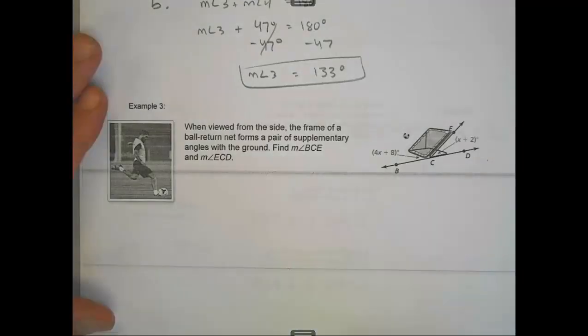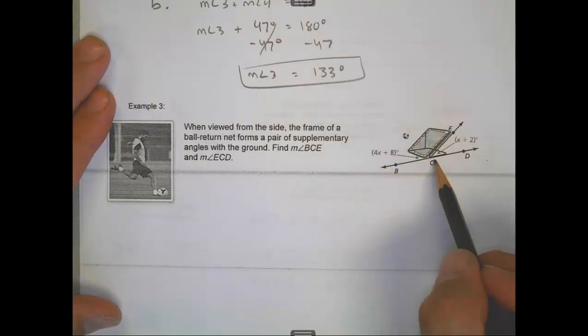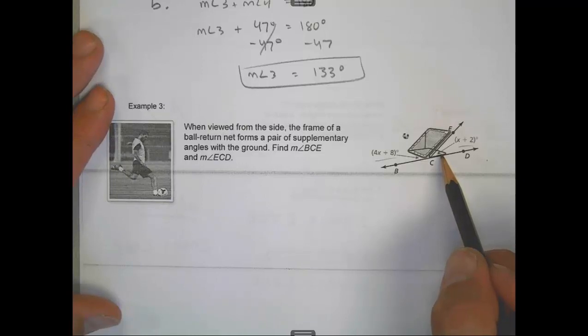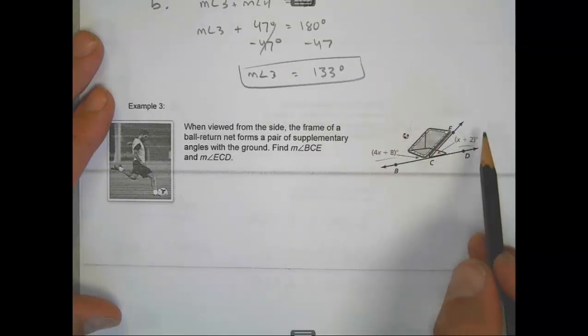Okay, another example here. We've got a soccer ball return net, and it forms two angles, where they've given us some algebraic expressions for those two angles, and we know that they're a linear pair, meaning that they add to 180 degrees. It says find the measure of angle BCE, this larger angle here, and the measure of the smaller angle ECD.